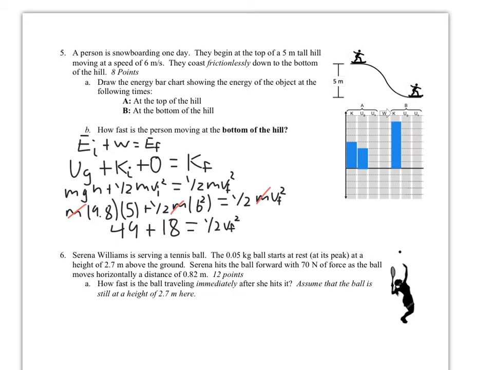And so I end up getting that 67 equals 1/2 vf squared, which means vf squared is 134, multiplying by 2 there. Then I take the square root and I find that my final velocity here is going to be 11.6 meters per second.